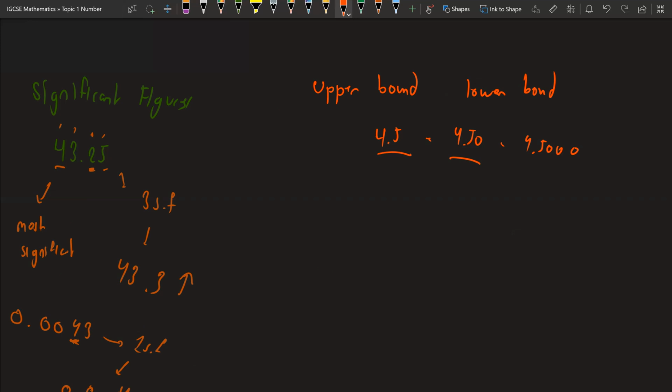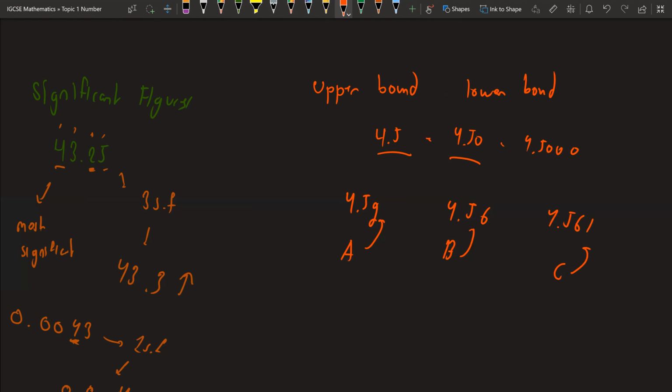Let's say you measure a weight of something and you get 4.5 grams, okay? And you use another instrument that's more accurate. So using instrument A, you get 4.5. Using instrument B, you get 4.56. Using instrument C, you get up to 4.561. Okay, you get 4 significant figures of accuracy.